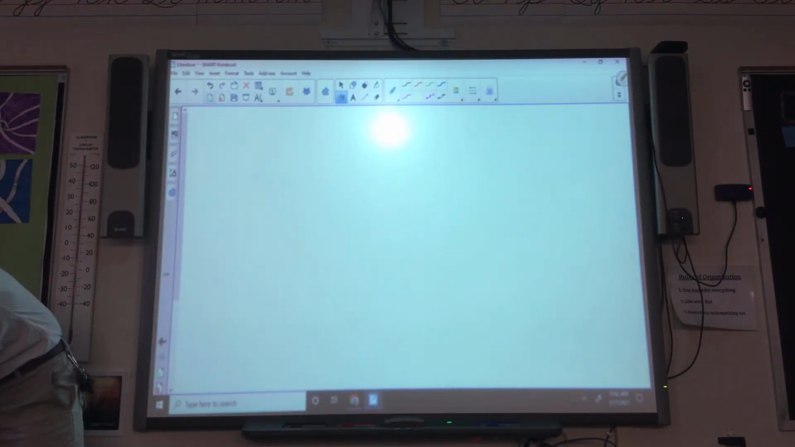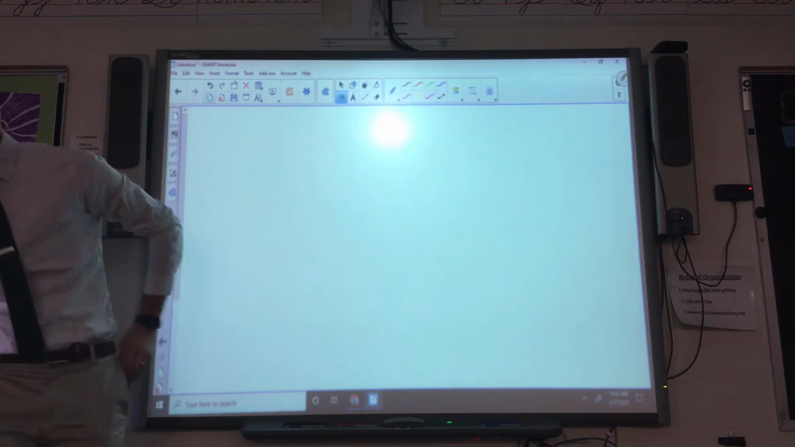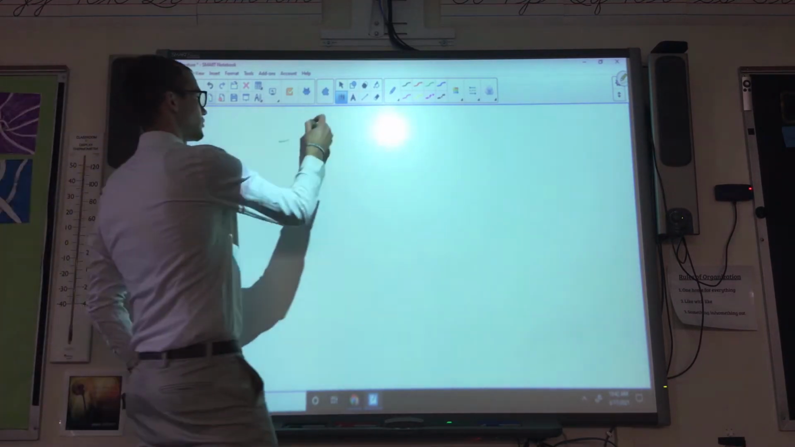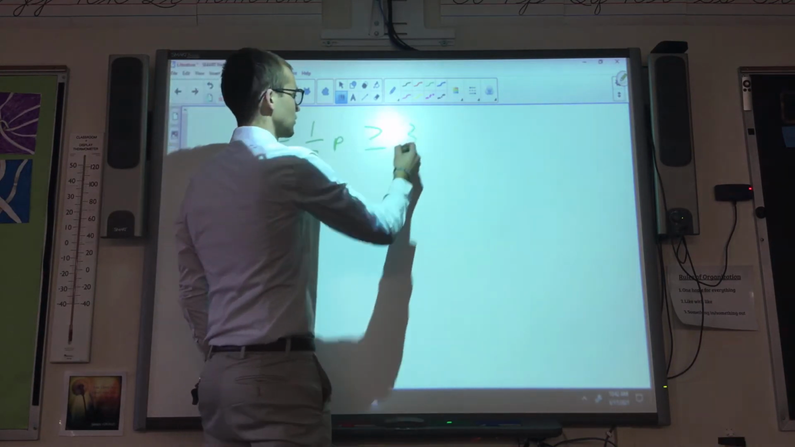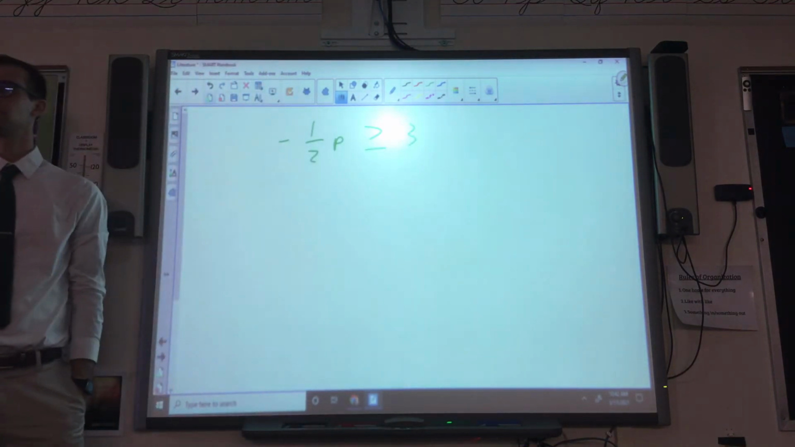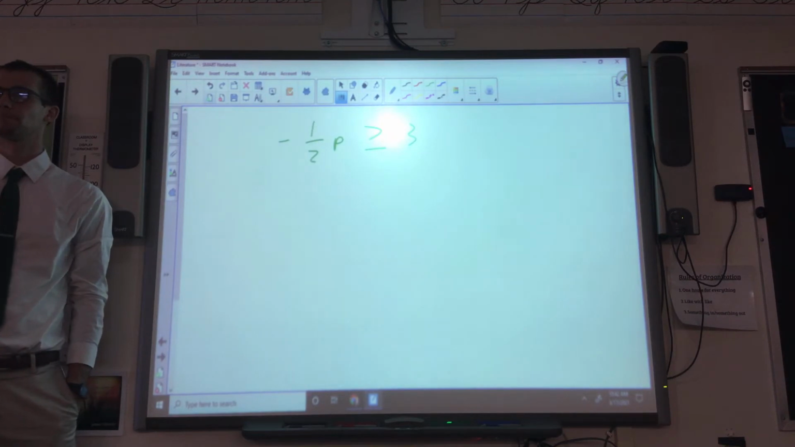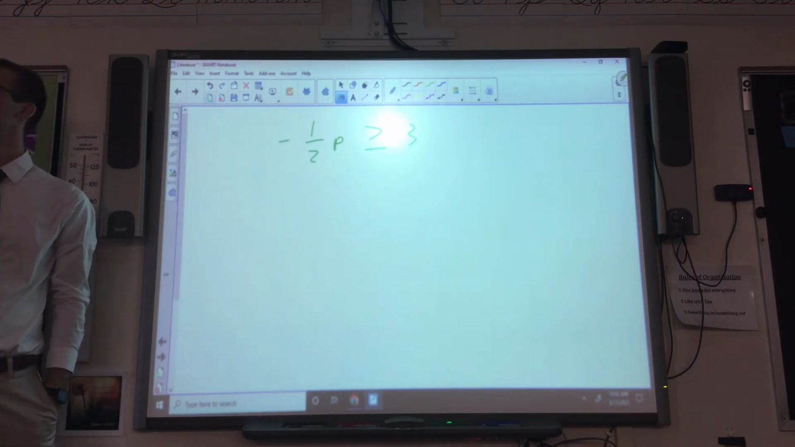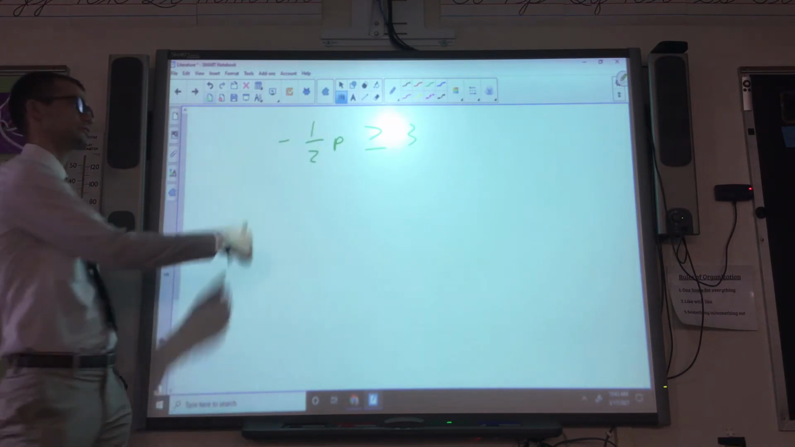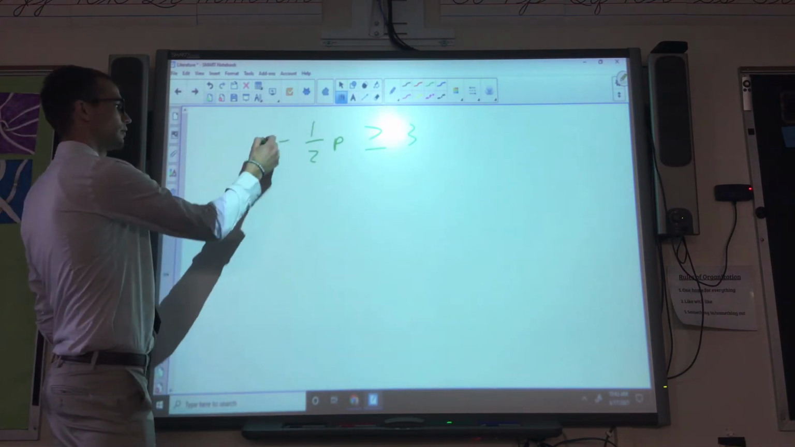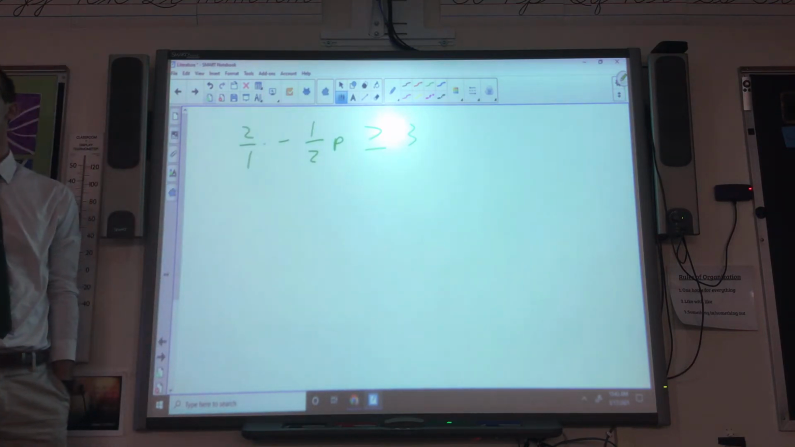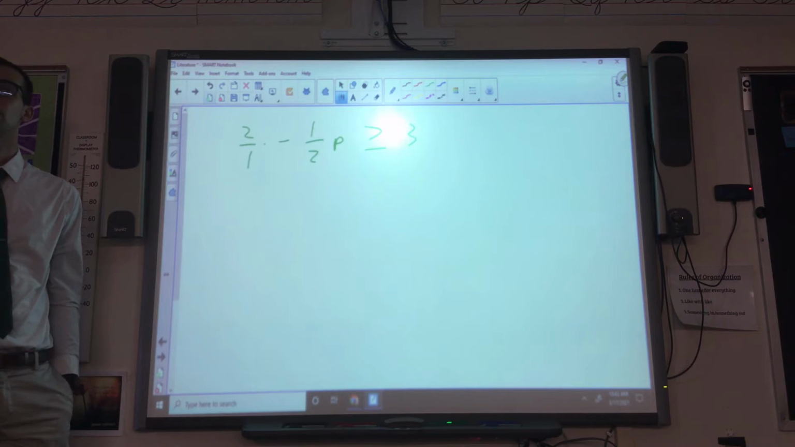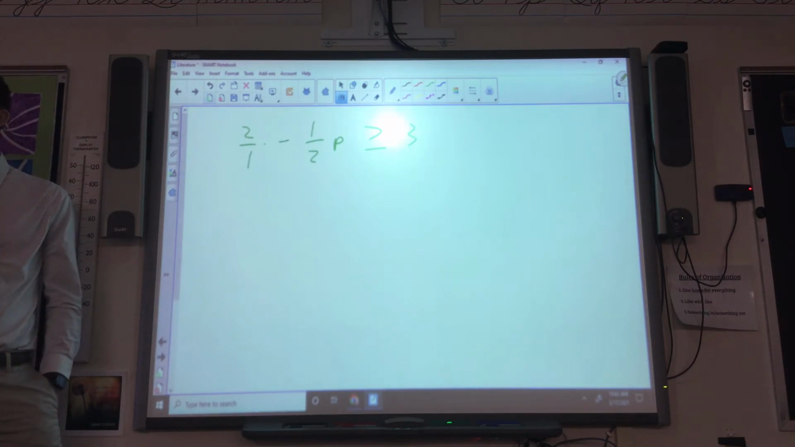Go to the next page, 228. Negative 1/2 p is greater than or equal to 3. What do I have to do to get p by itself? Divide by negative 1 half. I don't like dividing by fractions. Multiply by the reciprocal. What's the reciprocal of negative 1/2? It's negative 2 over 1.